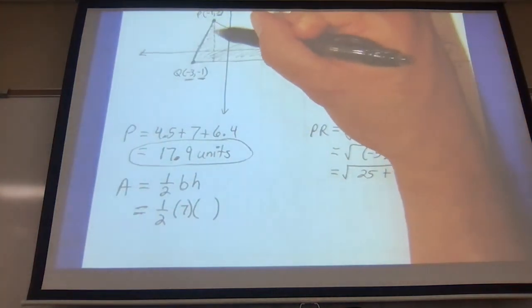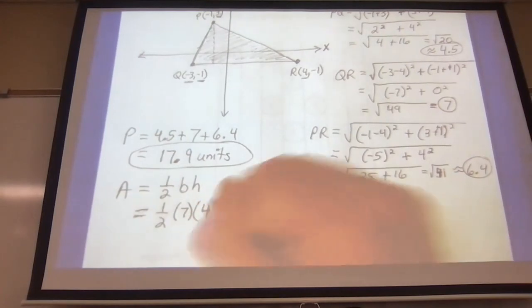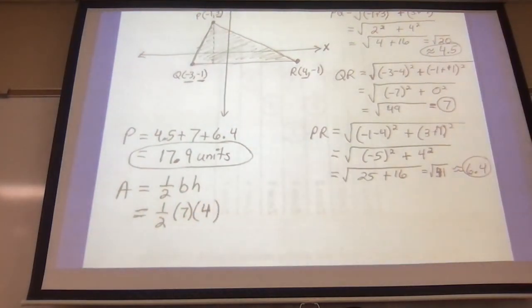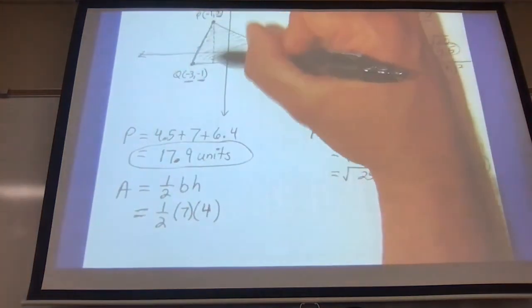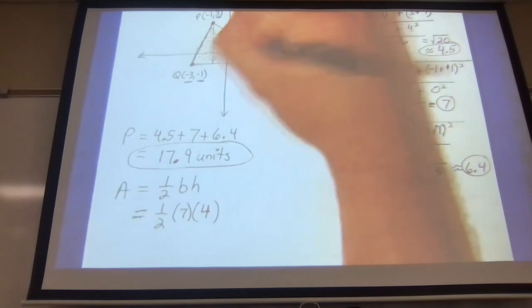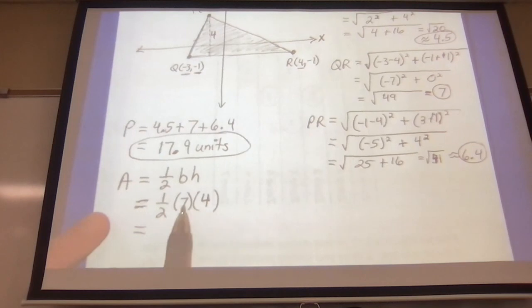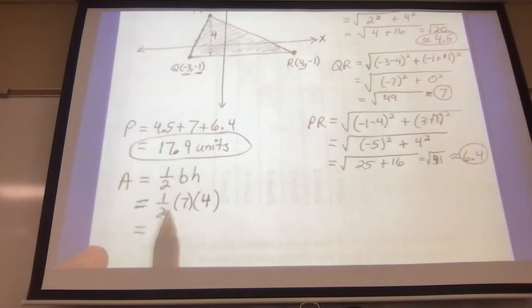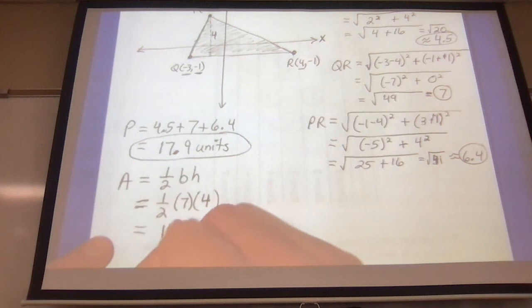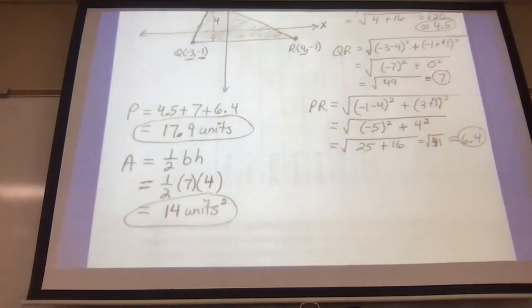You'd have 1, 2, 3 to get to the x-axis. Then a -1 is another unit. That's going to be 4 total units. 4 is going to be the height of your triangle. You count the y-coordinates from 3 to -1. That's 4 units long. Your height's going to be 4. Now you just got to simplify it. Half of 7 times 4, I'm going to do the 7 times 4 first. That's 28. Half of 28 is 14. So for area, we're going to do square units. 14 square units.